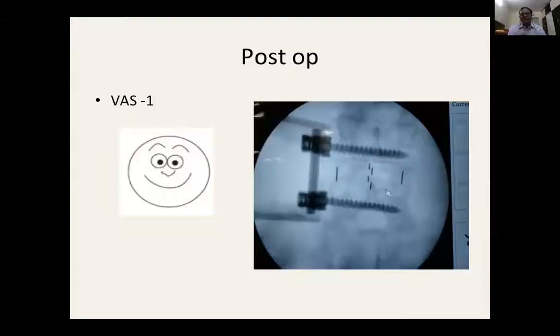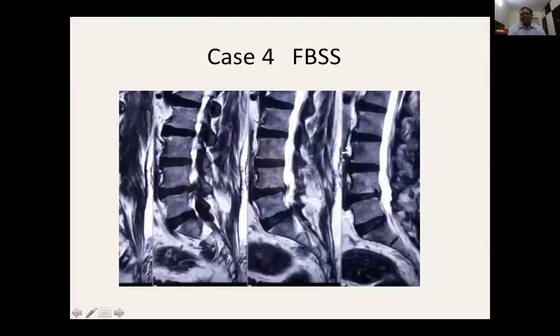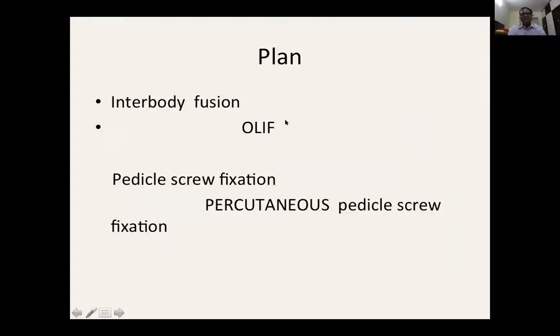So we decided to do an OLIF just to distract the foramen and restore the foraminal height. We did an OLIF and we did a fixation, and so this was the scan, and one can see here there is retrolisthesis. If you had done a posterior foraminotomy, that probably would have worsened the symptoms. If you do posterior, then again one has to do TLIF and posterior pedicle fixation, but we did OLIF. So in this failed surgery, first we did OLIF followed by posterior fixation using O-arm.